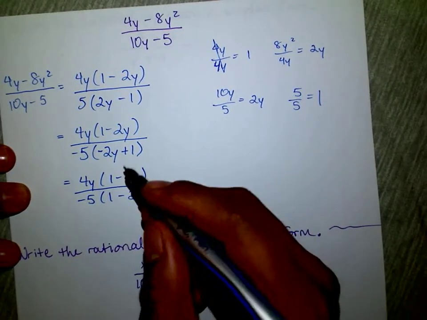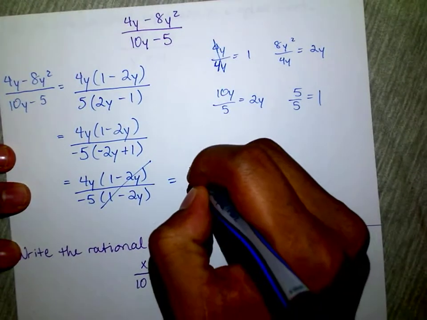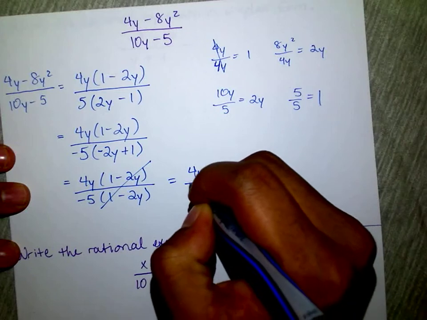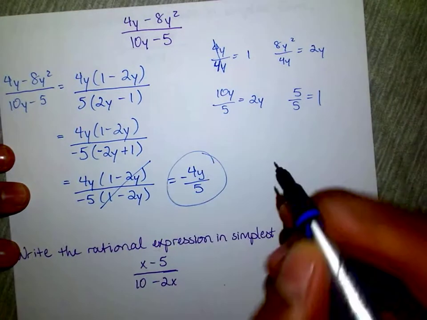Now that I rewrote it and it looks how I want it to look, go ahead and cancel those out. So we're just finally left with 4y over, or negative 4y over 5. Final answer.